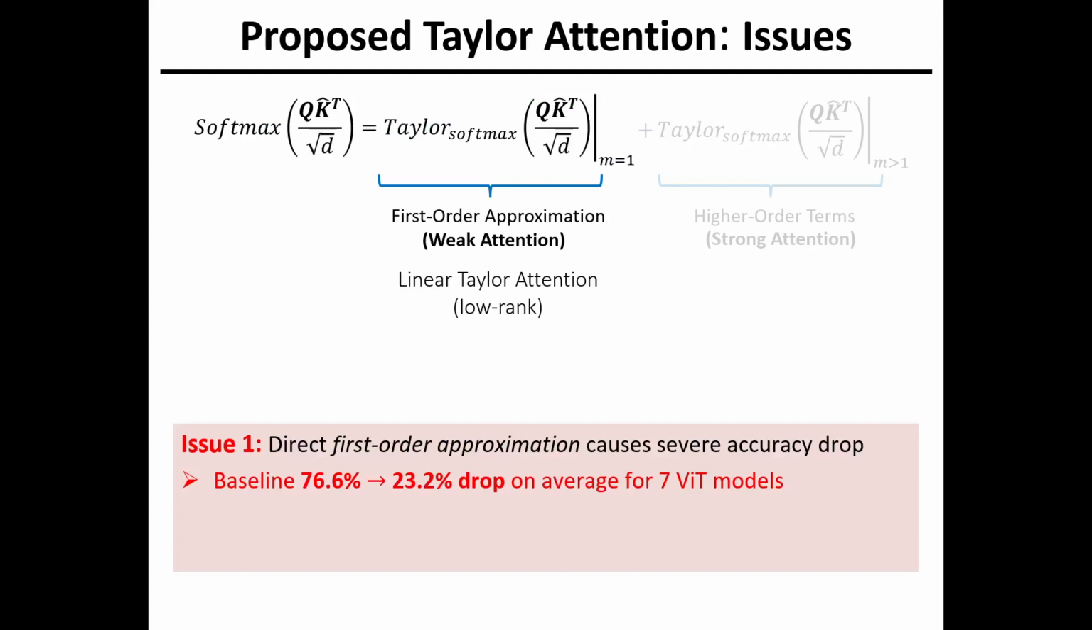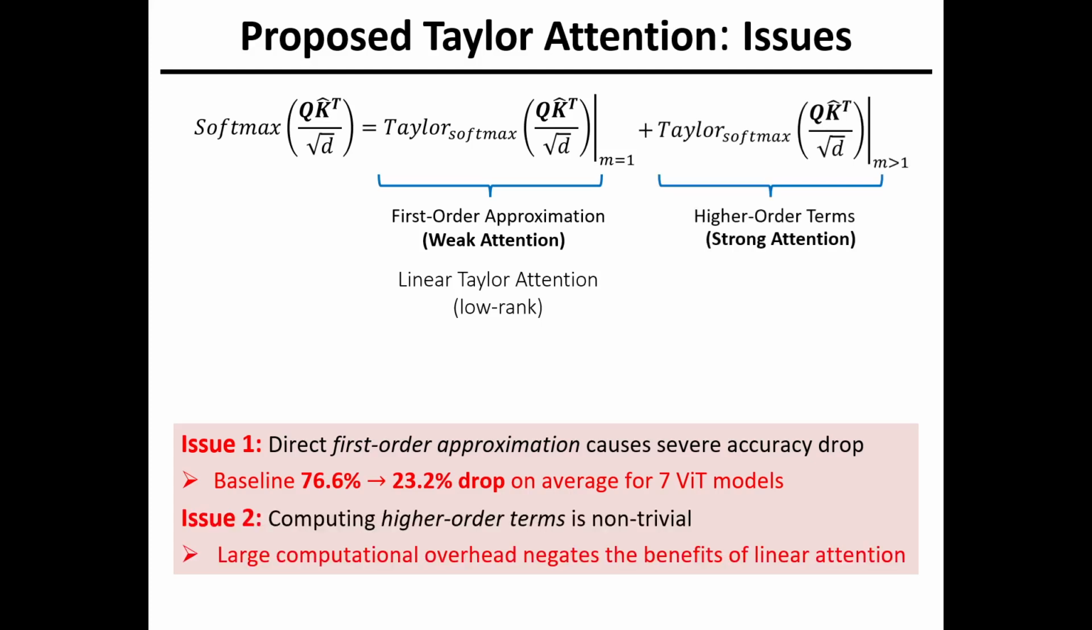However, Taylor attention is a double-edged sword. Despite the benefit of linear complexity, it has a couple of issues. The first issue is that directly applying the first-order approximation will cause a severe accuracy drop. We profiled 7 ViT models. The accuracy drops from 76% to 23% on average.